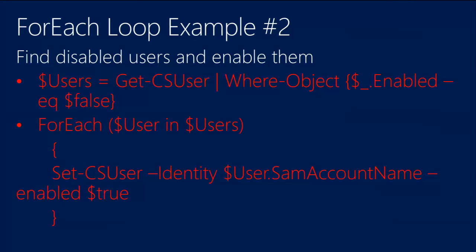All right, so here's another example of a for each loop we talked about a little bit earlier. In this one, we're saying for each user who's disabled, so users equals Get-CsUser where Enabled equals false, and then we're going to set the user to true. So this one might be useful if somebody else writes a script that disables all of your users and you need to enable them very quickly.